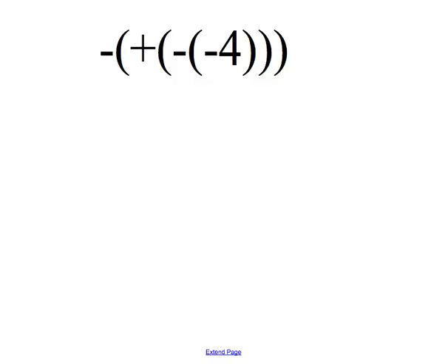So this one, it's going to be what? +4. Don't count the positive sign. It's not included in figuring. How many negative signs are in the problem? 3. So 3 would make it a -4. So what do you do with positives?